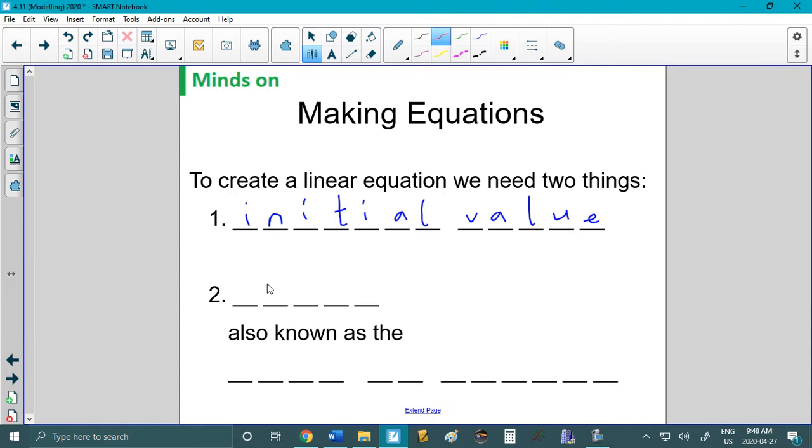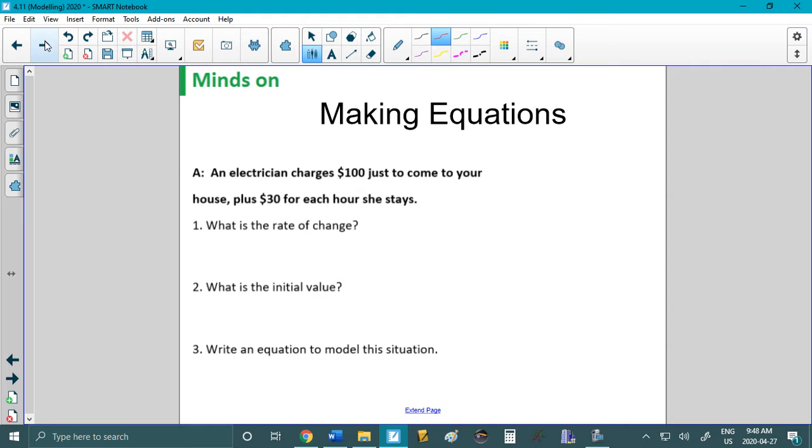We need one other thing. Try and figure out what this is, maybe pause, think about it. Here we go. The slope, or the rate of change. So how fast this thing goes up or how fast it goes down. Let's jump right into it.